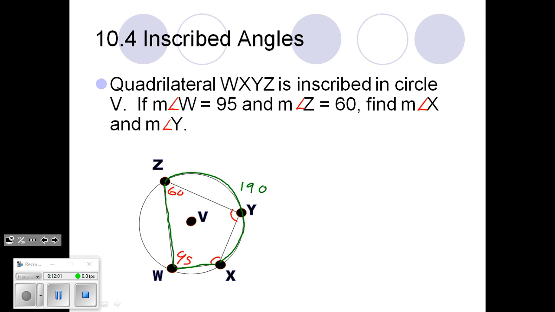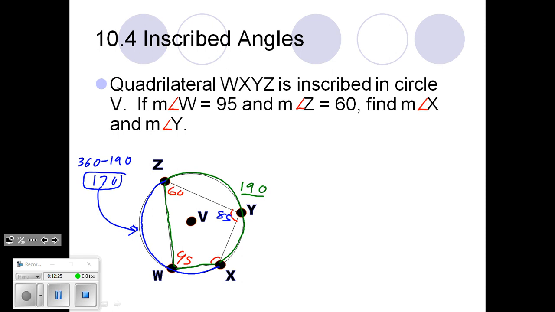So if that's 190 over on that side, what's this arc? And we'll do that one in blue over here. What's this arc going to be? Well, 360 minus 190 is going to give us 170. So this arc here is 170. So the angle over here has got to be half that much. It has to be 85.